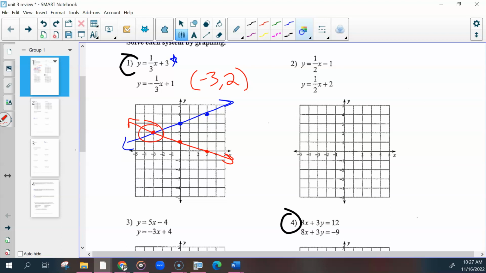So if your lines do not intersect at all, they don't touch each other, that is no solution. If the lines overlap one another, that is infinitely many solutions.